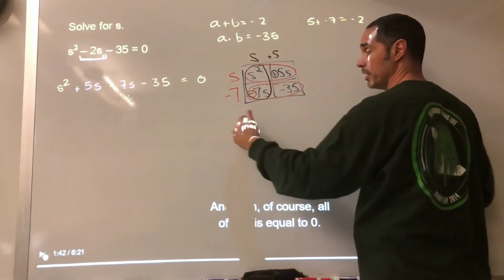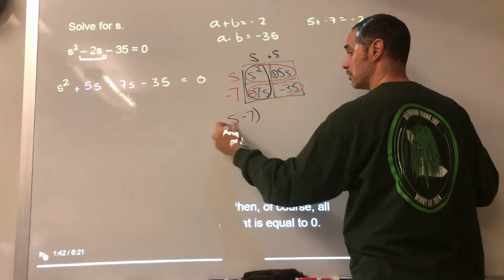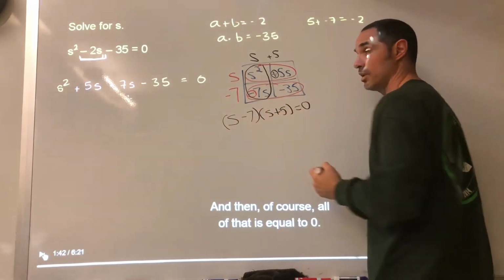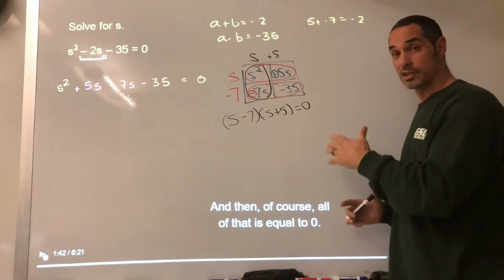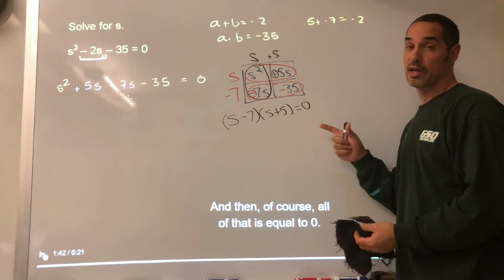So at some point he's going to end up with something that says s minus 7 times s plus 5 equals 0. So we're going to watch this video, and he should end up there. Notice I paused it, I did the work, now I'm going to watch.